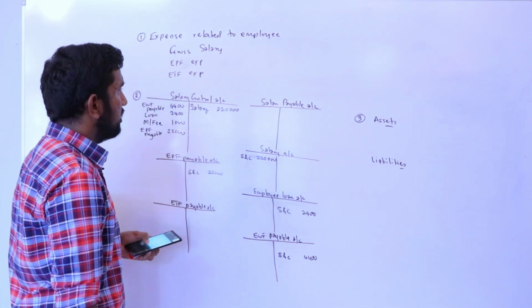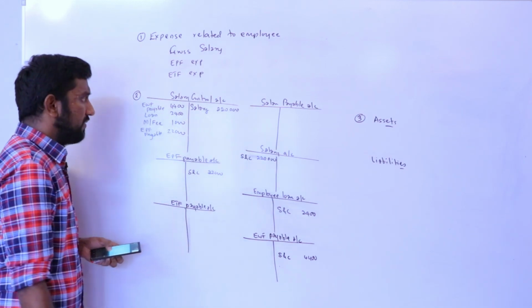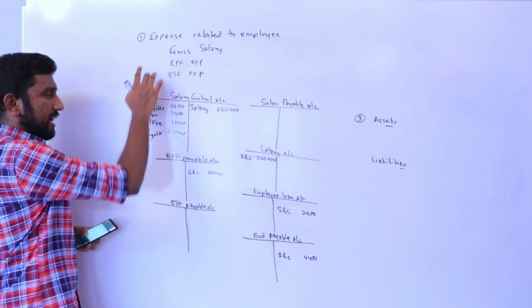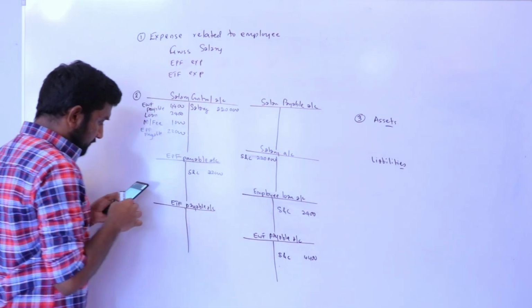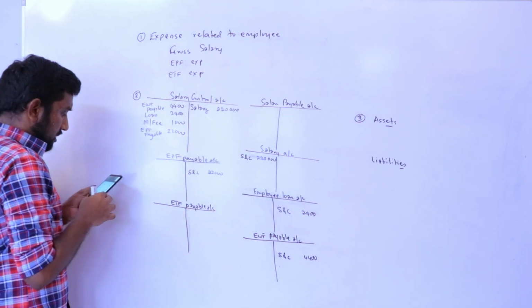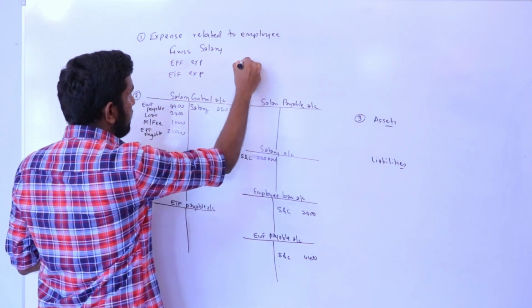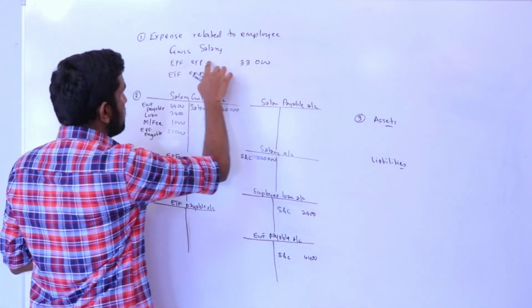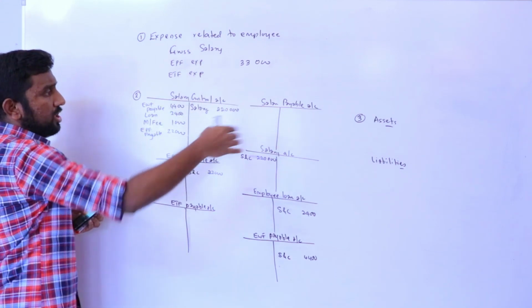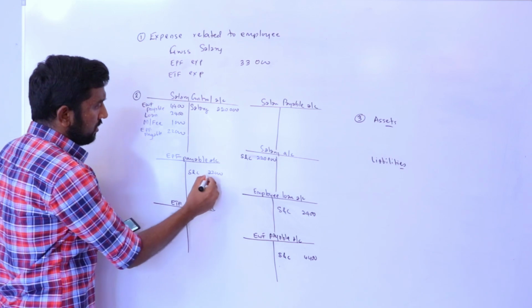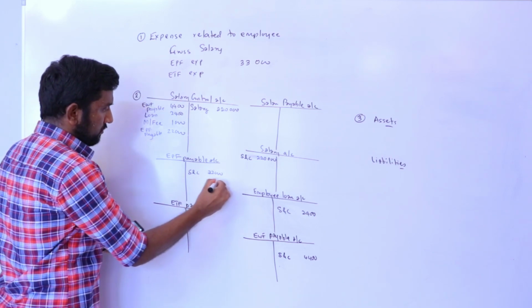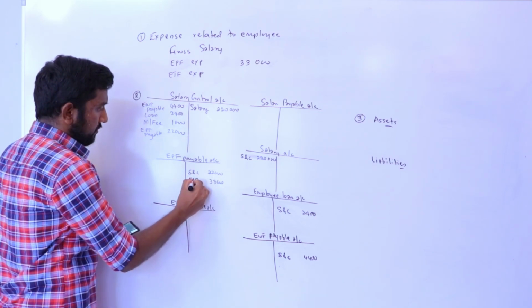Then employer contribution, double entry is EPF expense account debit. We can show it later, or else you can record it now itself. So EPF expense, how much? 18, 15, 30, 33. EPF expense account debit. We don't have a T account for EPF expense. You can write now or you can write it later. And EPF payable account credit, 33.